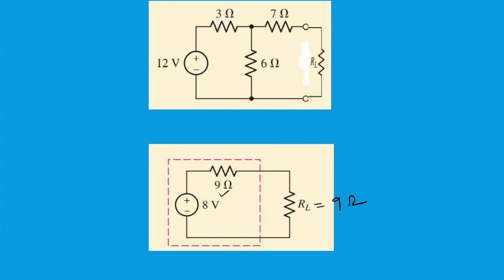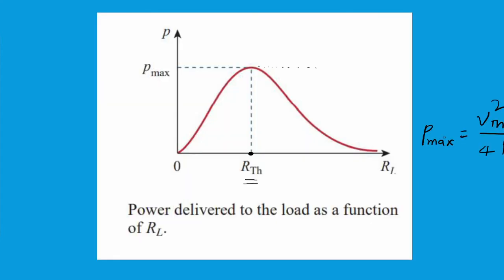In the laboratory, for the circuit which is allotted to you, you have to write down a table where you will be varying the load resistance values from 0 to whatever. Let's say your R Thevenin is 1K, for example, 1 kilo ohm. You can start from 0, then 100 ohms, 200 ohms, 500 ohms, then 1 kilo ohm, then 2K, 3K, 5K. At 1 kilo ohm, you will get the maximum power.